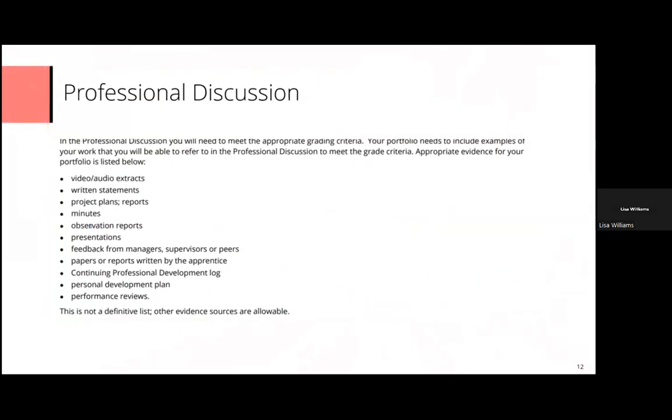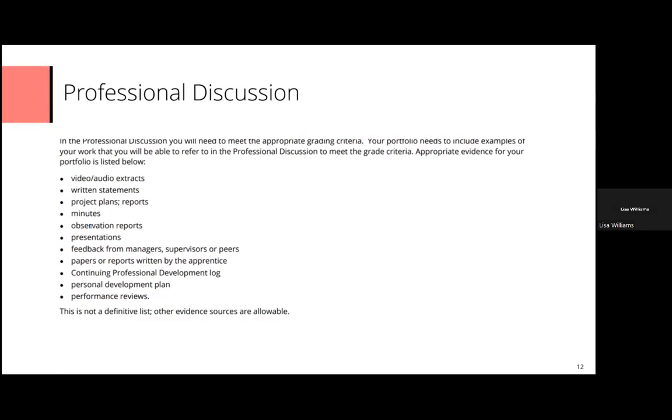So first of all, I want to look at the portfolio of evidence. As mentioned, the portfolio is submitted along with a mapping document, and that is used by the IEA to identify and tailor questions to put to you during the professional discussion. Please note the portfolio of evidence is not assessed. So the IEA is not looking at information within that and awarding any marks to you as part of your assessment.